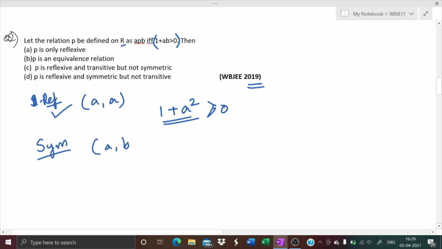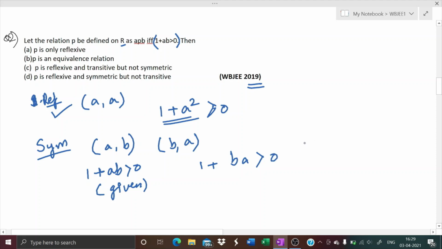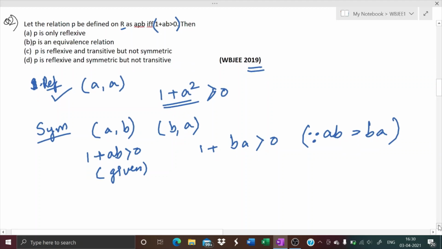Now for symmetric. (A, B) is given to me. I have to check for (B, A). So 1 plus AB is greater than 0 is given. Then of course 1 plus BA is greater than 0, because AB equals BA, commutative. Multiplication is a commutative property. Okay, so this is also correct. Now I have to check for the main thing, which is transitive.